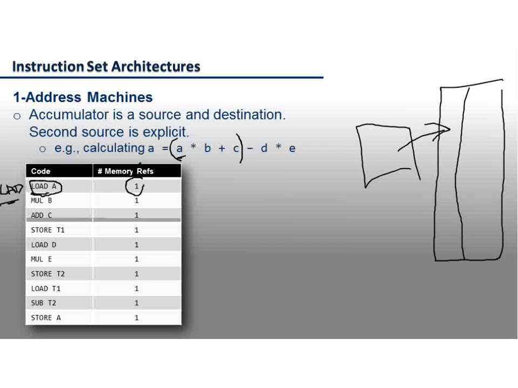Then we multiply A with B. How many times do we access the memory now? Again, only once, to get the value of B. Then we add C to it. Again, we need to access the memory one time to get the value of C. Now we finish this bracket. Before we move to the next, we need to store the data that came out of this bracket. Let's call it, for example, T1.